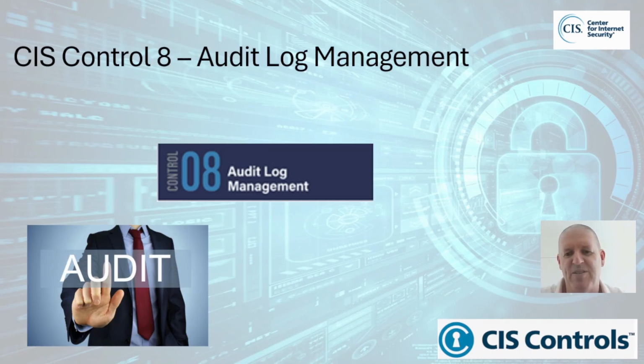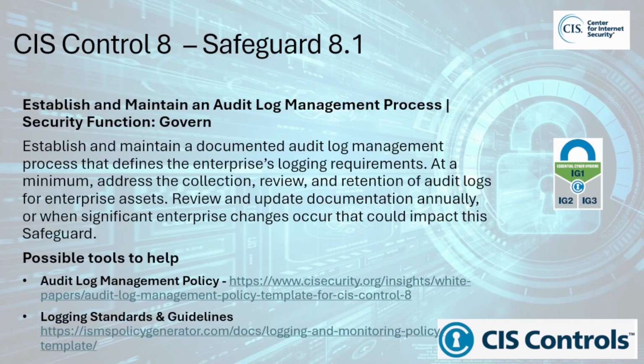Let's start learning about each of these safeguards within Control 8. Safeguard 8.1, Establish and maintain an audit log management process, comes under the Govern Security function and is within Implementation Group 1. The safeguard requires organizations to create and maintain a documented process for managing audit logs across their environment. The process should outline how logs are collected, stored, protected, reviewed, and retained. It must also define roles, responsibilities, and procedures for using logs in incident detection and response.